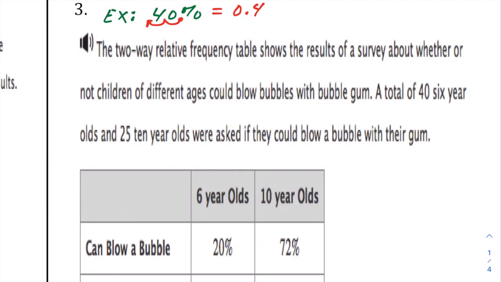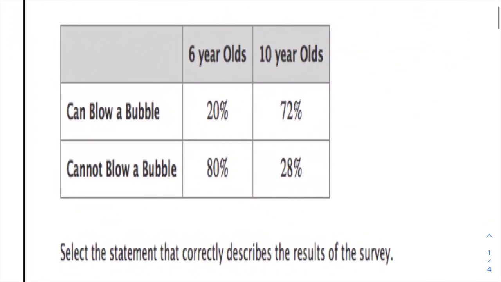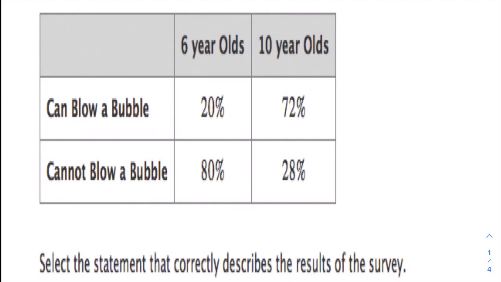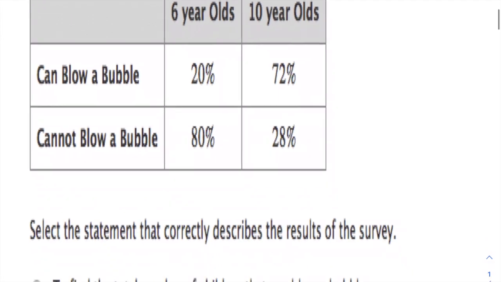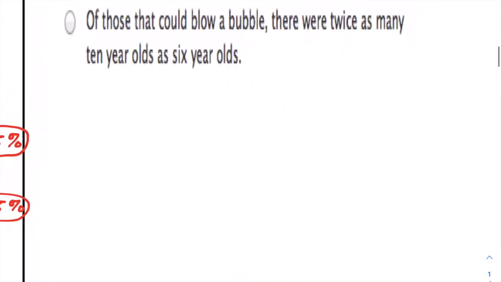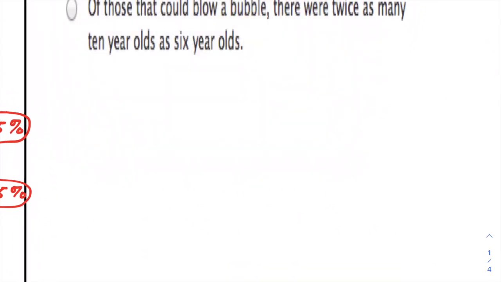All right, so here we go. A two-way relative frequency table shows the results of a survey about whether or not children of different ages could blow bubbles with bubblegum. A total of 40 6-year-olds and 25 10-year-olds were asked if they could blow a bubble with their gum. And as I look at the table here, I see that everything is in percentages. So what I'm going to suggest you do is let's turn those percentages into actual kids, actual number of kids. And so let's do this work down here at the bottom because we're going to need some room here.